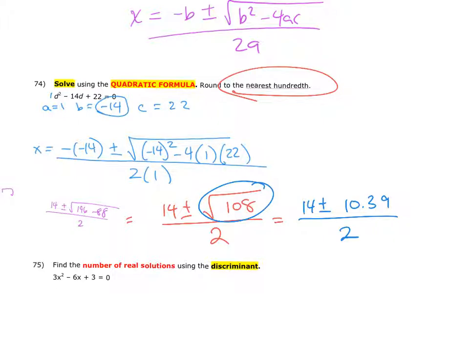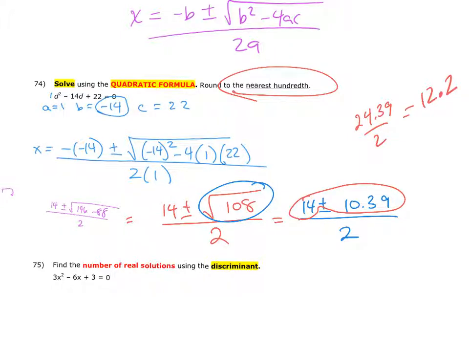Now I have two different problems to do. I do 14 plus 10.39, so 14 plus 10.39 is 24.39, divided by 2, and I get 12.195, or just 12.2.